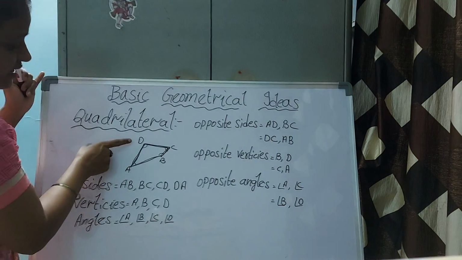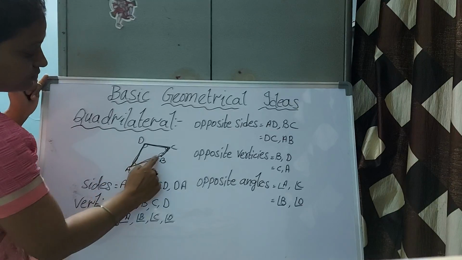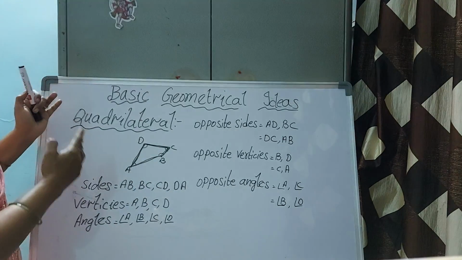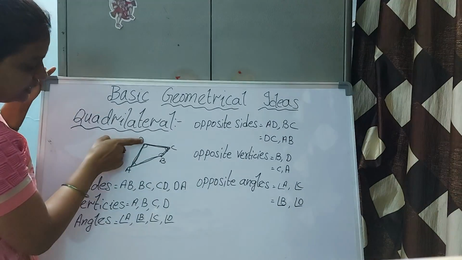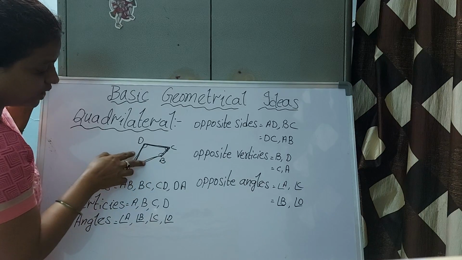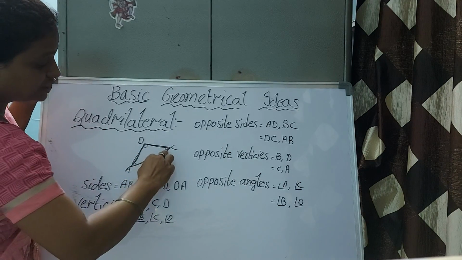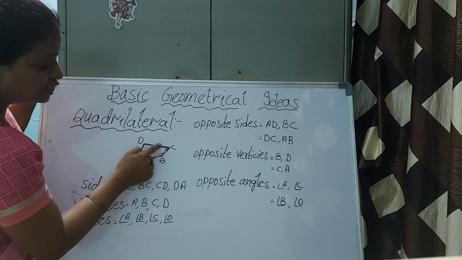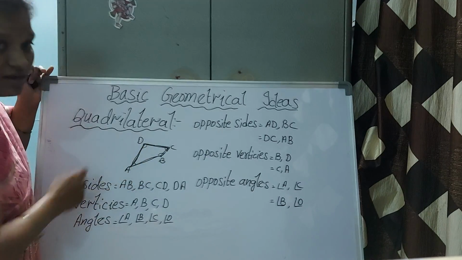Adjacent means side by side. See here, AB is this. These two are adjacent sides, these two are adjacent sides, and these two are adjacent sides, and these two are adjacent sides.